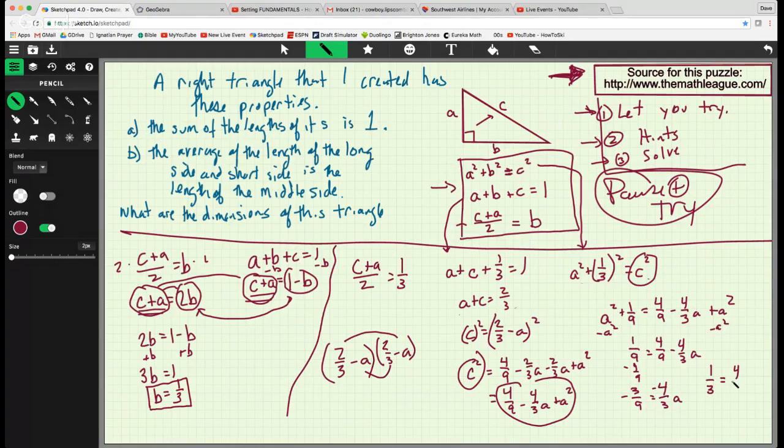equals 4/3 A. Now we've got to multiply both of these sides by the reciprocal, so that by 3/4, this by 3/4. Boom, and I get A. This cancels, cancels, cancels. All this fancy algebra, cancel, cancel. A is 1/4.